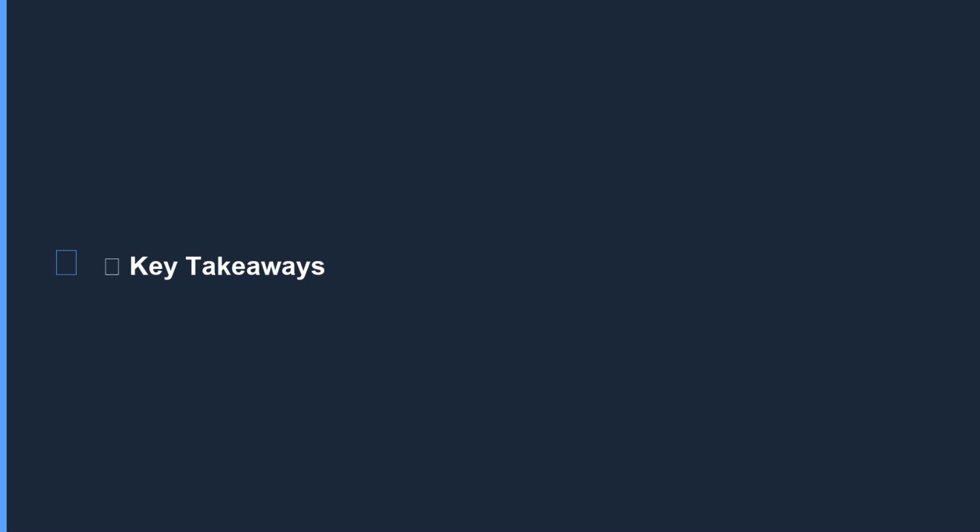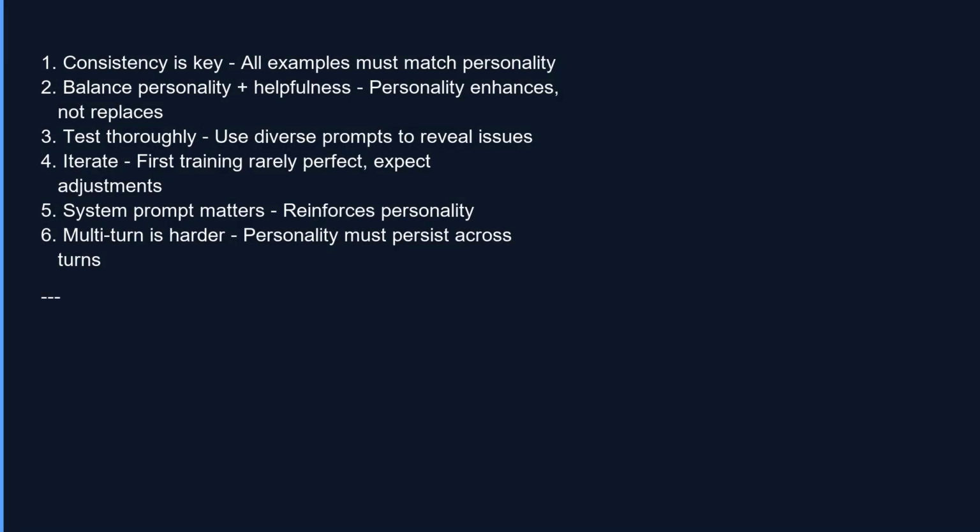Let's now look at key takeaways. 1. Consistency is key. All examples must match the personality. 2. Balance personality plus helpfulness. Personality enhances, not replaces. 3. Test thoroughly. Use diverse prompts to reveal issues. 4. Iterate. The first training rarely perfect. Expect adjustments. 5. System prompt matters. It reinforces personality. 6. Multi-turn is harder. Personality must persist across turns.